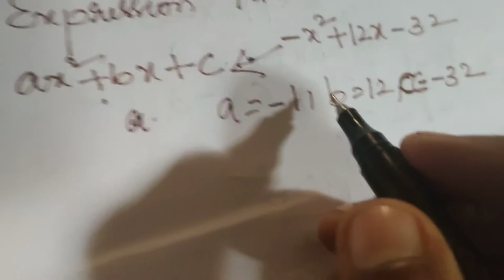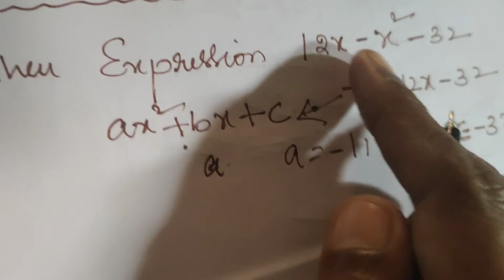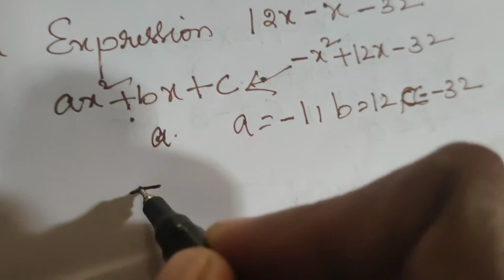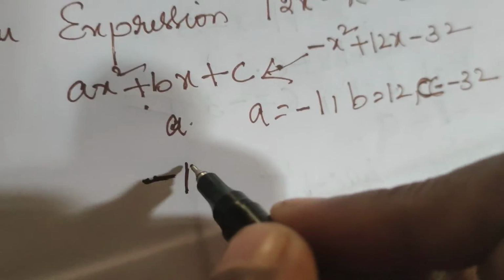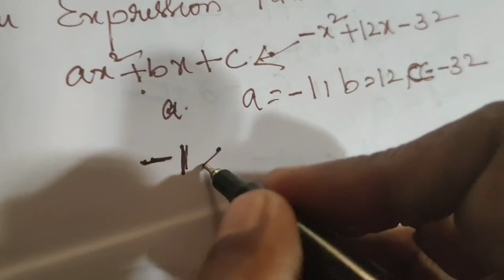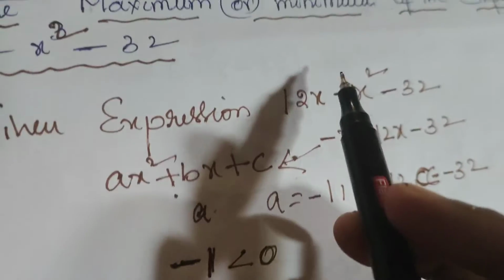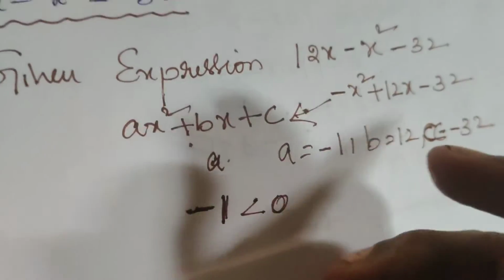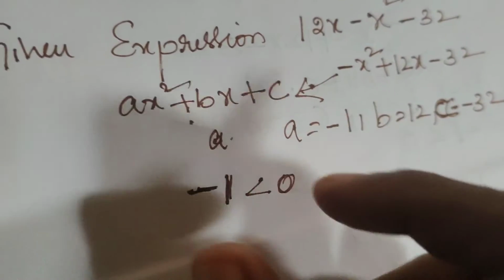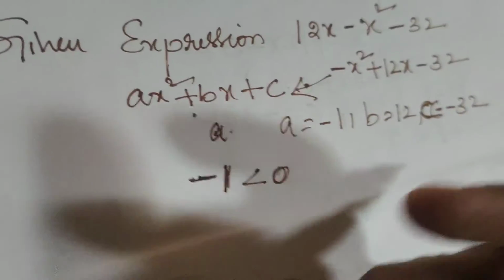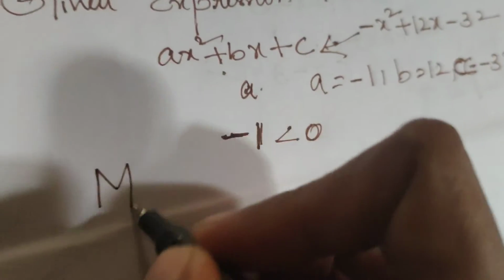Now, to decide whether it is a maximum value or a minimum value, first look at the coefficient of x square, which is minus 1. Is this minus 1 less than 0 or greater than 0? Exactly, it is less than 0. Now the given expression will get the maximum value. In the given expression the coefficient of x square is less than 0, which means the given expression will get the maximum value.